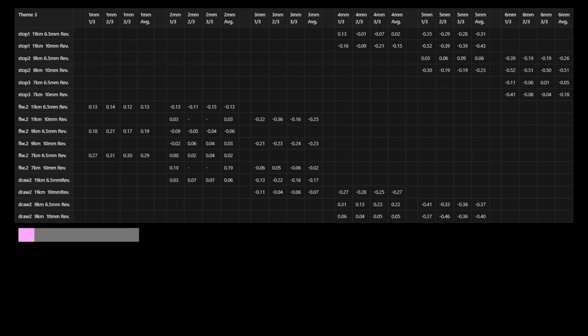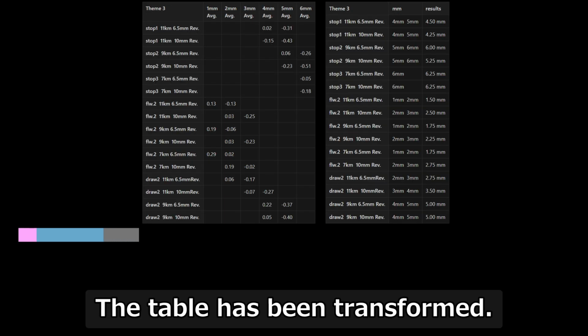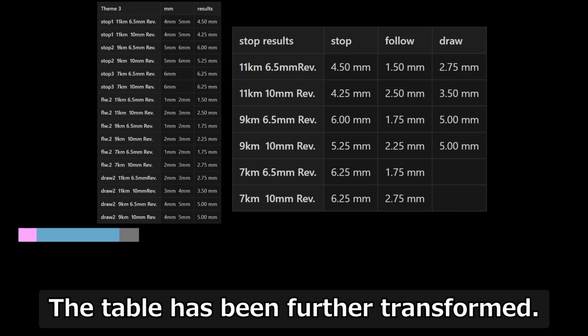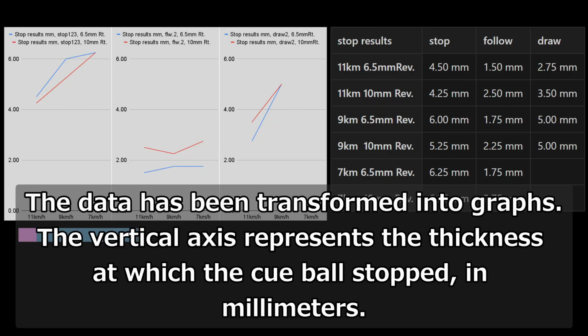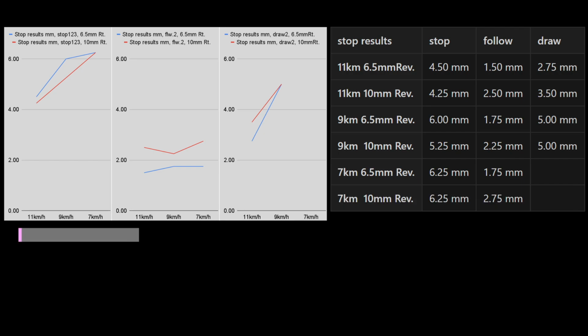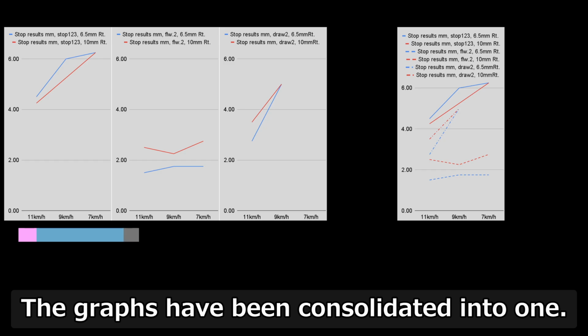Here are the results in a table. The table has been transformed. The table has been further transformed. The data has been transformed into graphs. The vertical axis represents the thickness at which the cue ball stopped, in millimeters. The graphs have been consolidated into one.